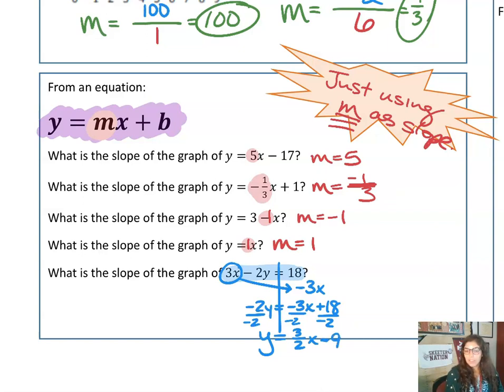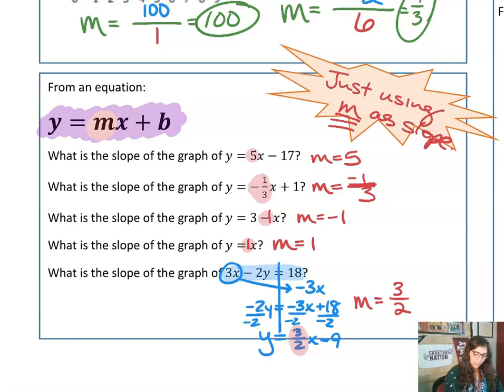Negative 3 divided by negative 2 is 3/2. Please leave it as a fraction. And 18 divided by negative 2 is negative 9. And now that it's in slope-intercept form, y equals mx plus b, all I have to do is identify the number in front of the x, which is 3 over 2, and that's my slope. My slope is 3/2.